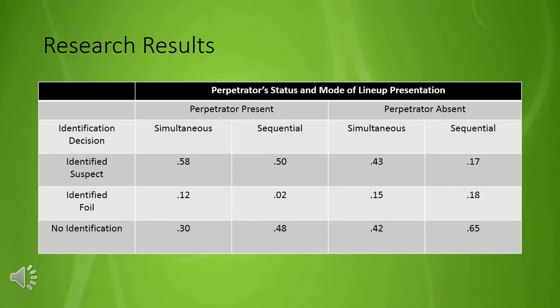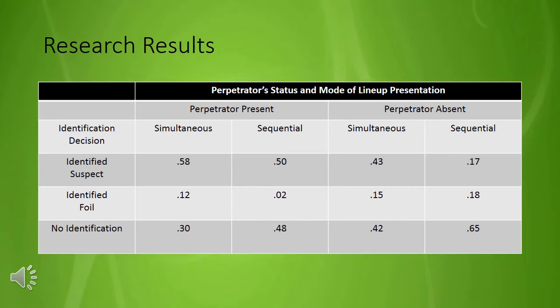So, the results. This was the chart that was in the article, so I'm just going to explain it briefly. When the perpetrator was present in the simultaneous lineup, 0.58 identified the suspect, 0.12 identified the foil, or someone that was a fill-in, and 0.3 made no identification. They said that the perpetrator was not present. In the sequential lineups, 0.50 identified the suspect, so the person who actually did it, 0.02 identified the foil, and 0.48 made no identification.